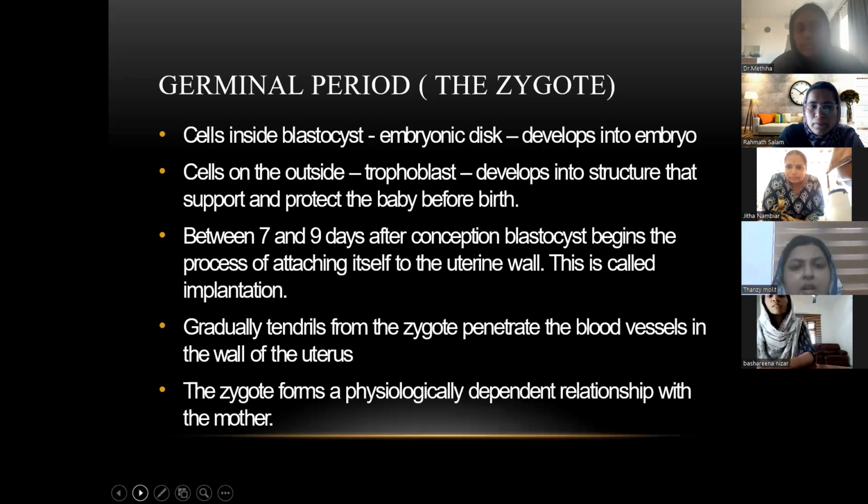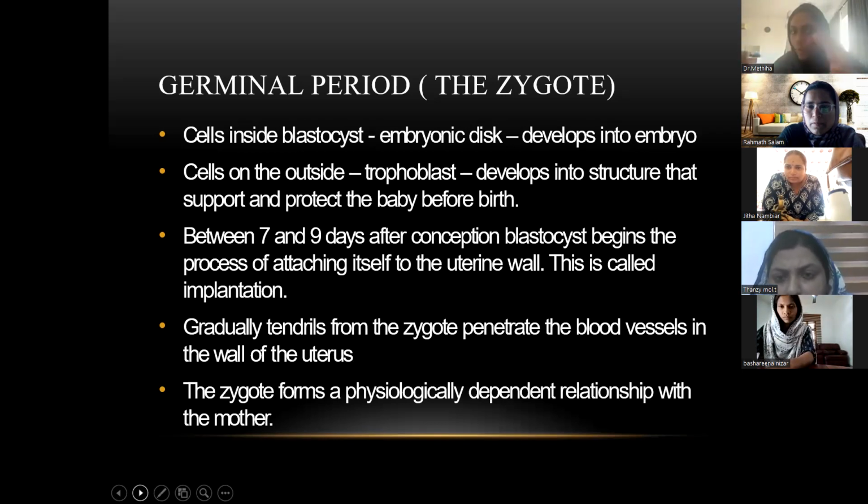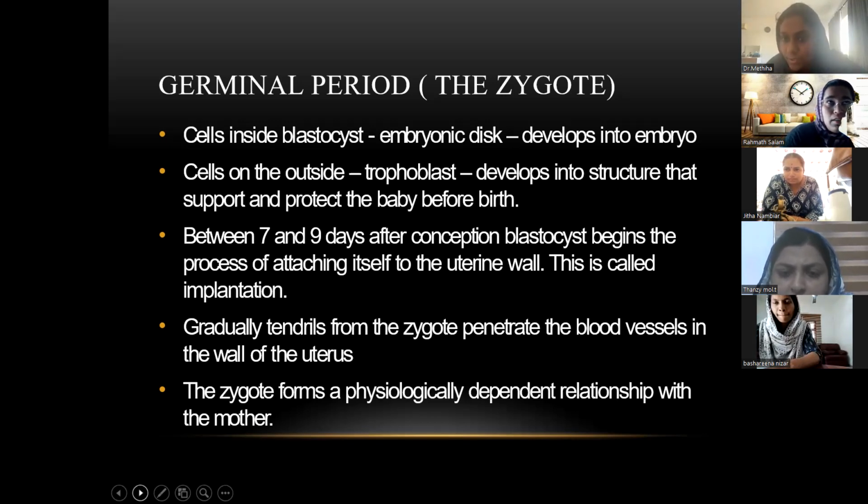So that is what I said, the cells inside the blastocyst form what is called the embryonic disc, and this develops into an embryo. And the outermost trophoblast develops into a structure that supports and protects the baby before birth. That means before birth, it's completely protected inside that mass. Now when it comes to the 7th to 9th day, the count is always taken after conception, that means after fertilization.